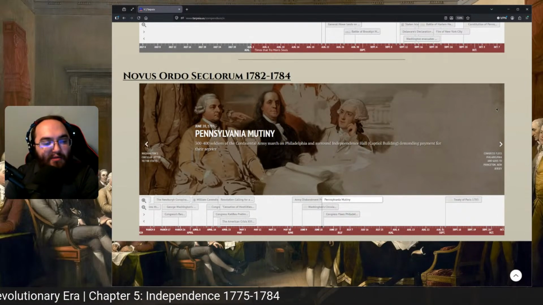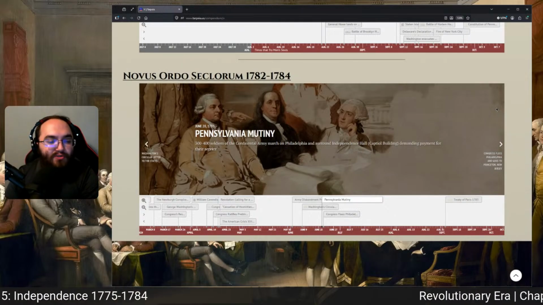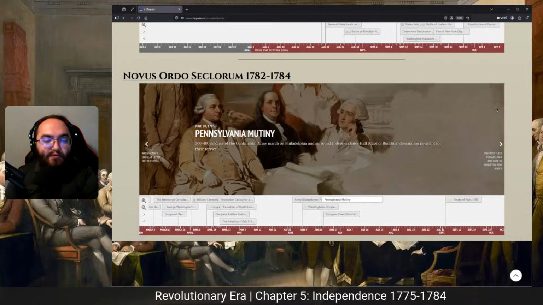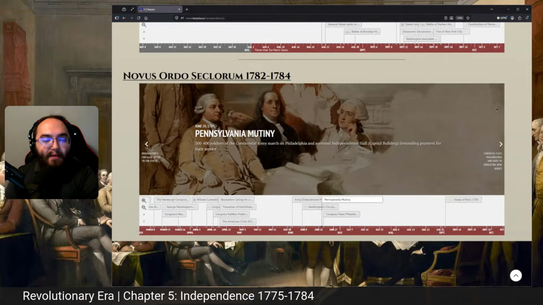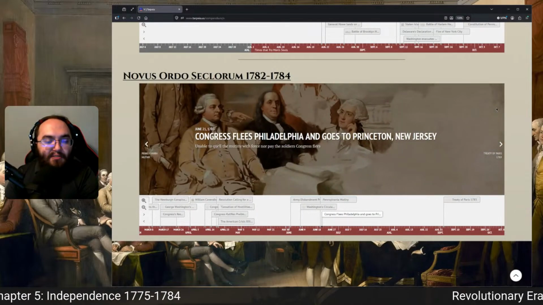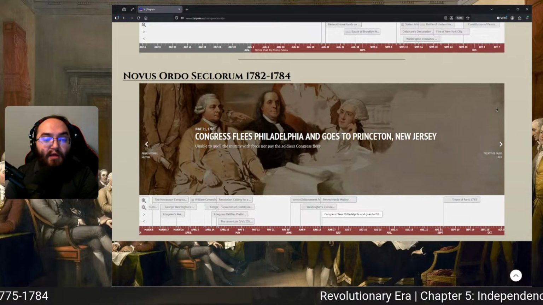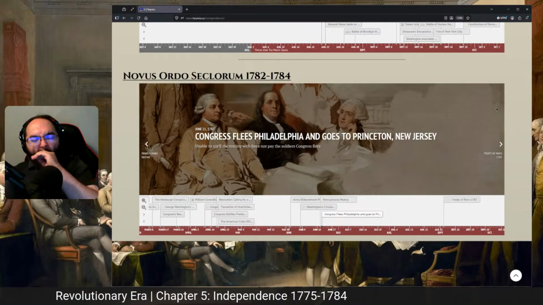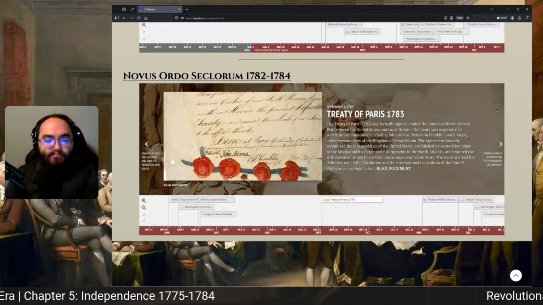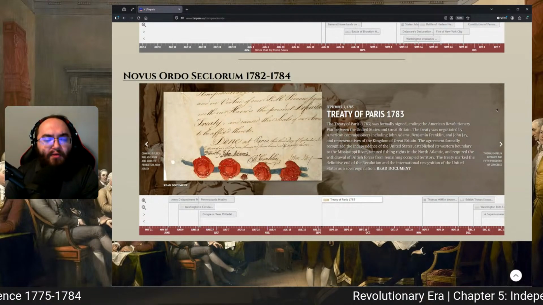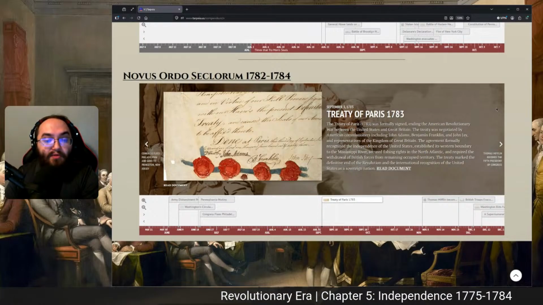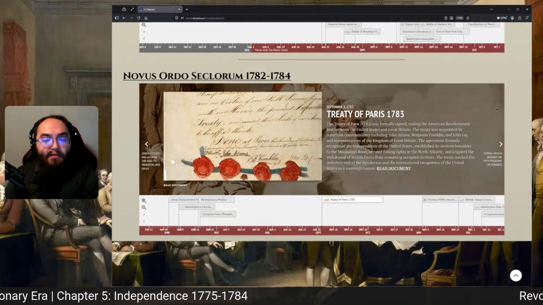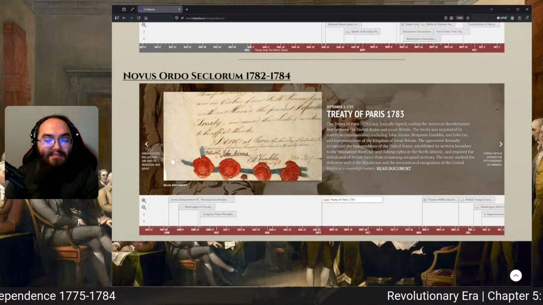You have the Pennsylvania Mutiny, where about 400 soldiers from the Continental Army, who was just disbanded, march on Philadelphia and surround Independence Hall, demanding payment for their service. And in response, instead of paying them, Congress just flees Philadelphia and goes to Princeton, New Jersey, where they will stay for quite a while. And so in September of 1783, you have the signing of the Treaty of Paris, which formally ended the American Revolution, and Great Britain recognized America as an independent country.